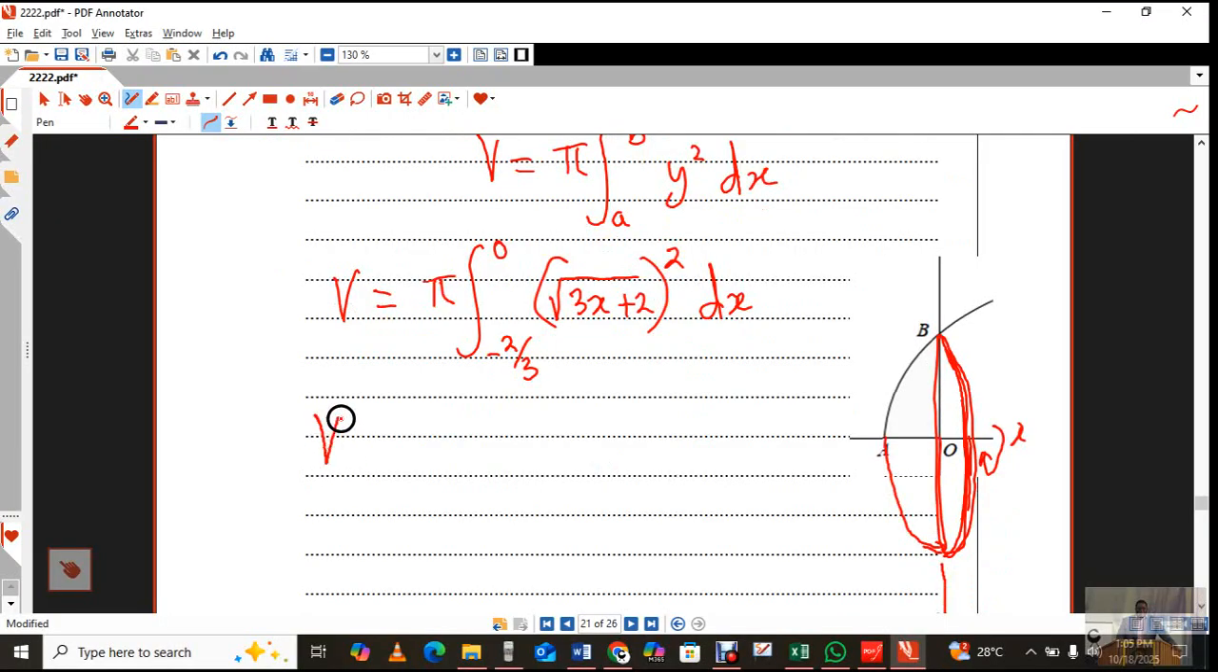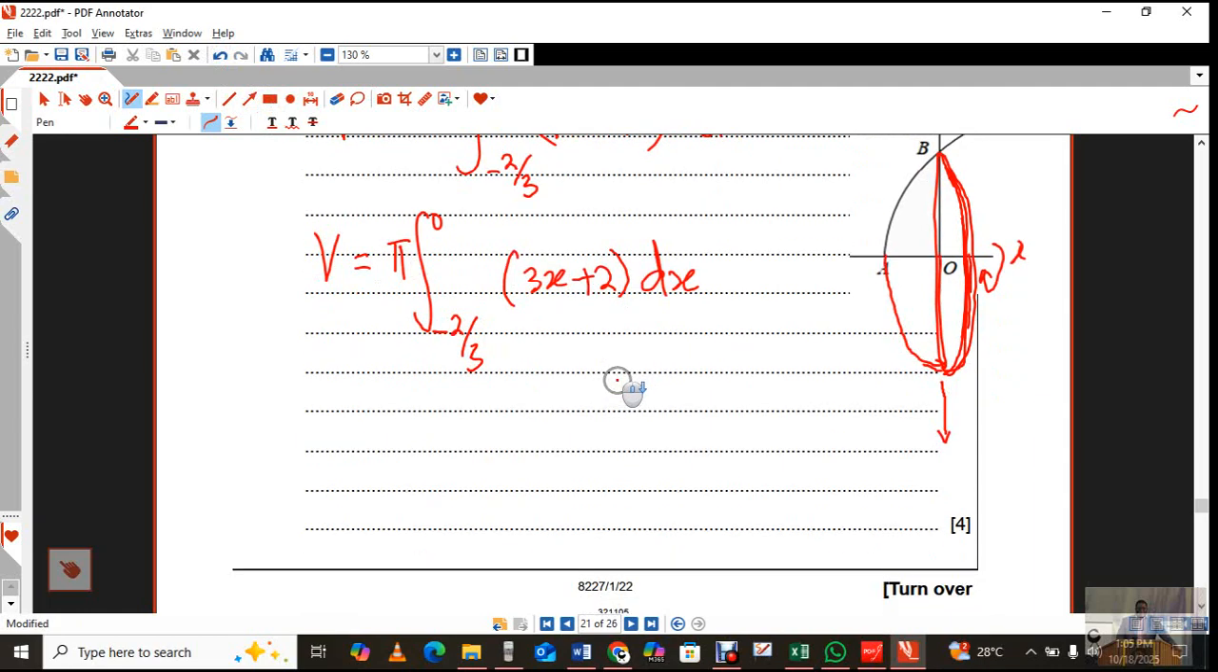Right, so the volume is equal to pi, just writing it again, from negative 2/3 to 0 of 3x plus 2 dx. And it's now supposed to be quite straightforward for you to integrate that. When we integrate that, I'm going to put my pi outside and add 1 to the power, that's 3x squared upon the new power, plus 2x. And we integrate from negative 2/3 to 0.